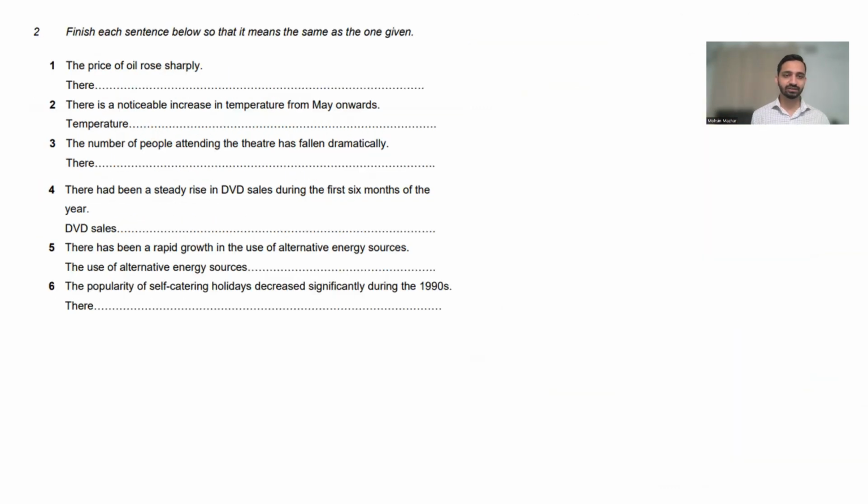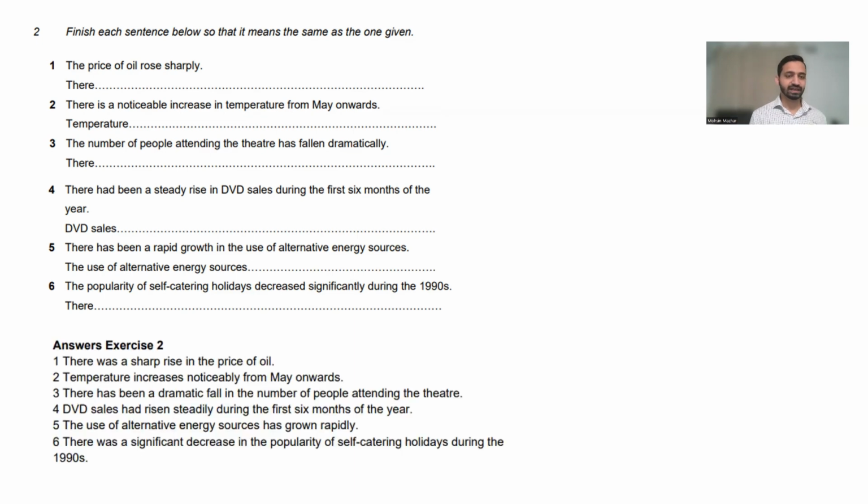All right, let's look at this activity. I want you to change these structures. Finish each sentence below so that it means the same as the one given. It's going to be the same. You're just learning how to use the structures differently. The first sentence is: the price of oil rose sharply. What's the structure here? The price of oil is the noun phrase, rose is the verb, plus the adverb sharply. Rose means it's past, so obviously you use there was, and then the noun phrase. Pause the video here, do this exercise on your own, and when you come back, we'll review the answers.